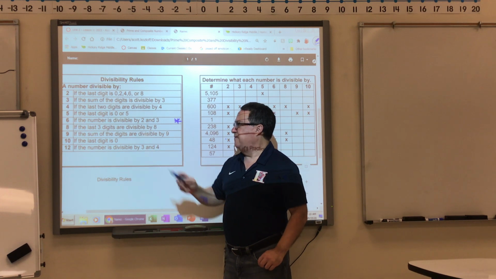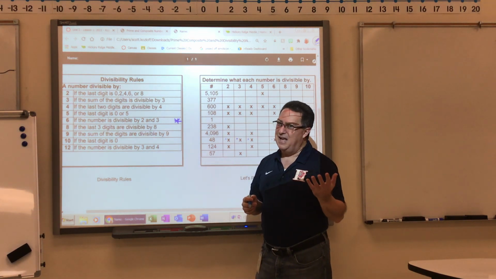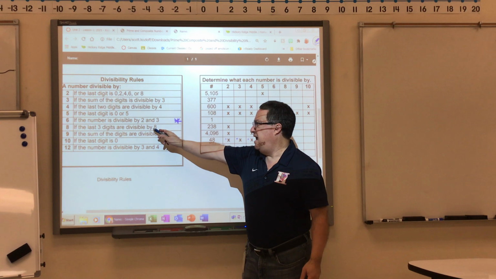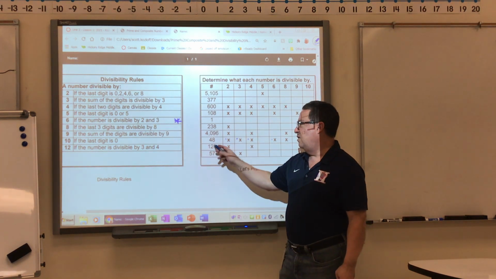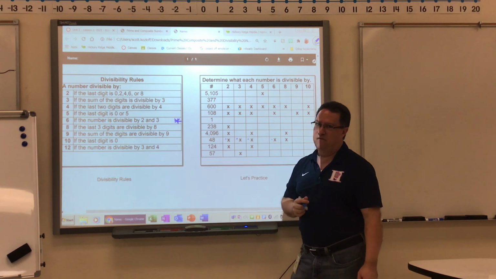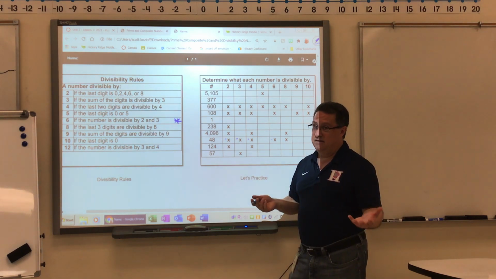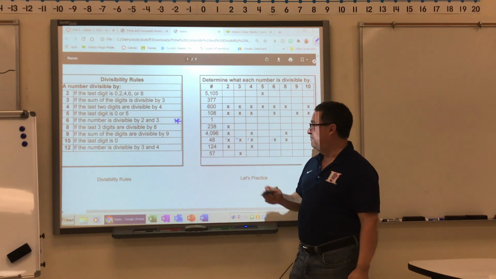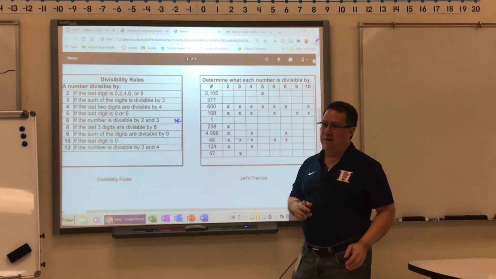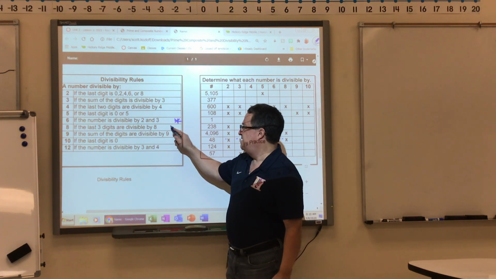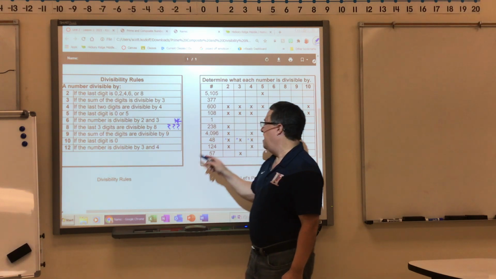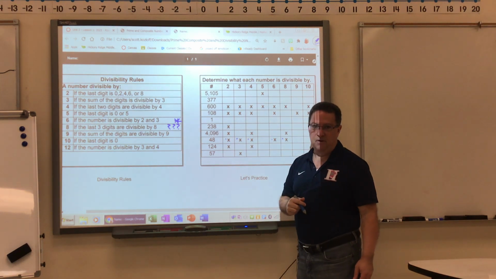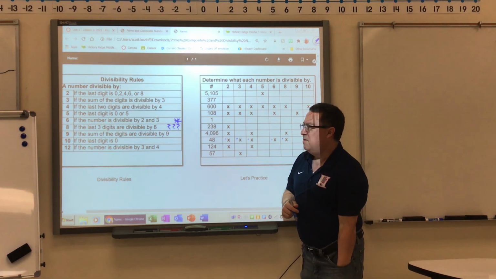The number 8 is a little more tricky, and I don't like to use 8 a lot because for 8 it's the last 3 digits that must be divisible by 8. Well, there aren't even 3 digits in 48. So you just have to divide 48 by 8. And of course 8 times 6 is 48, so that's divisible by 8. So this rule right here, I'm just going to kind of throw a question mark. It works if you have a 3-digit number. Okay? So, moving on.